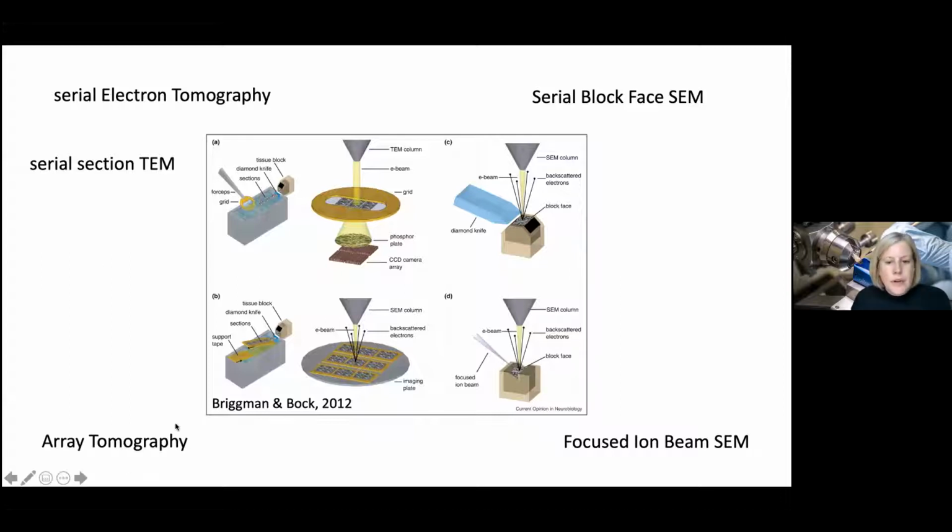And then we have array tomography. So now we're back to cutting with a diamond knife and picking up the sections, but this time onto much larger substrates, usually silicon wafers or ITO coated glass.